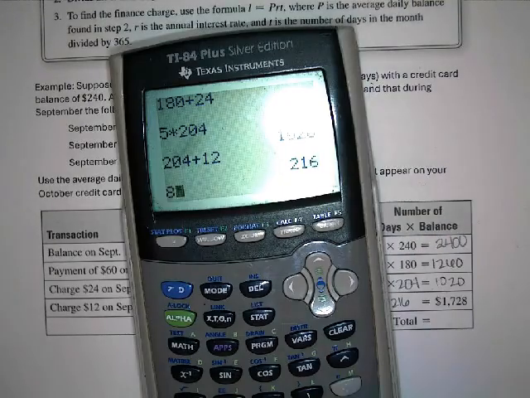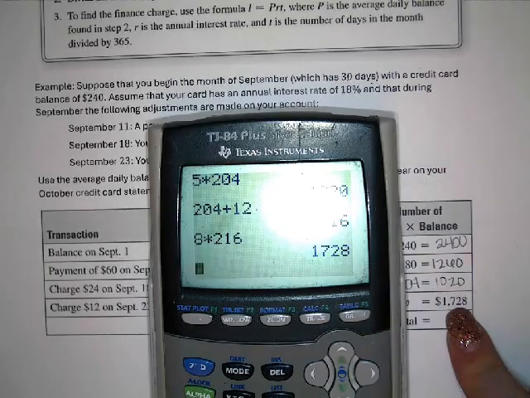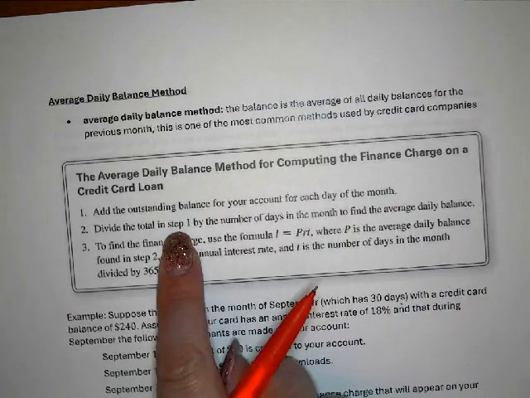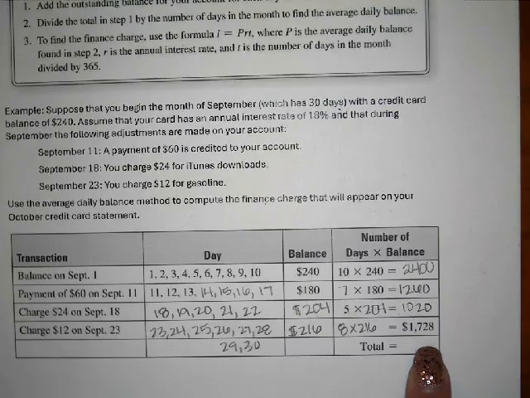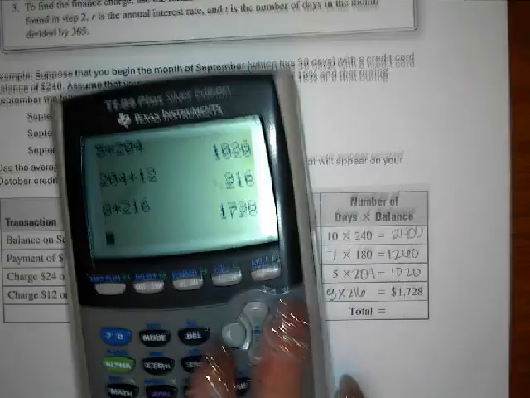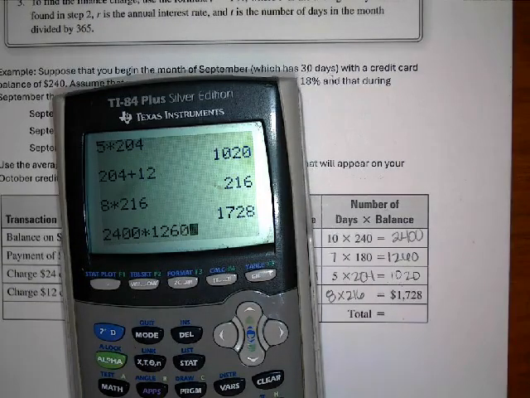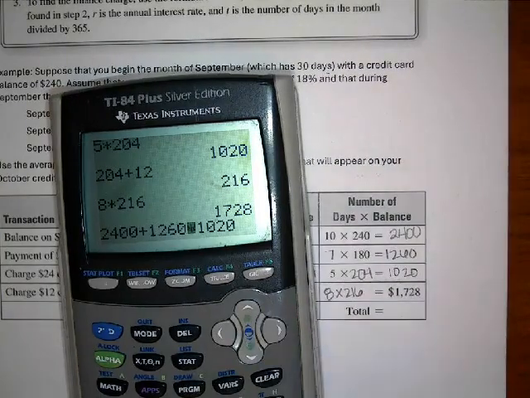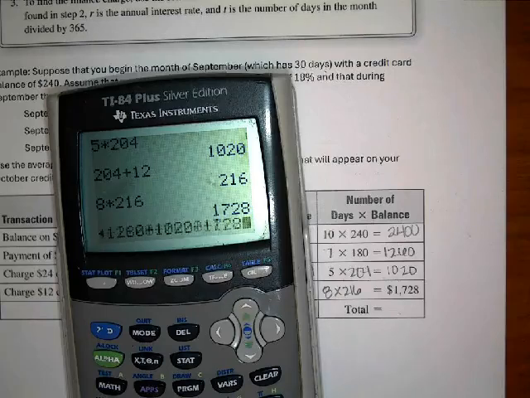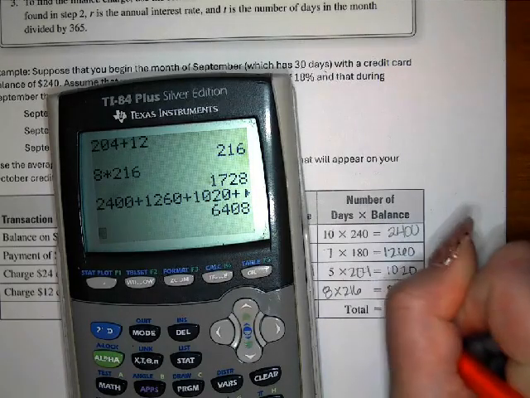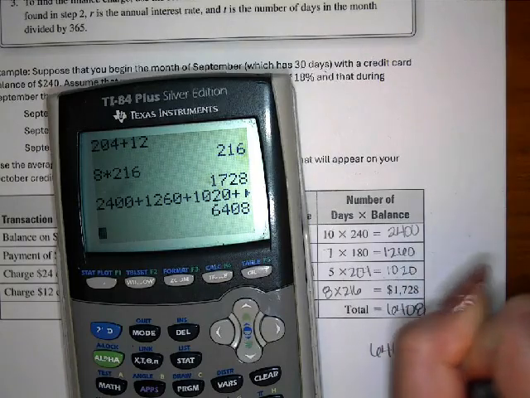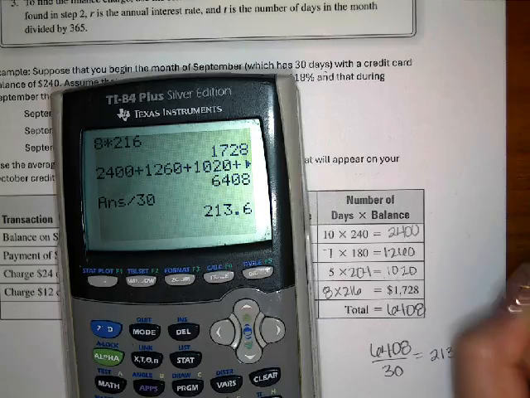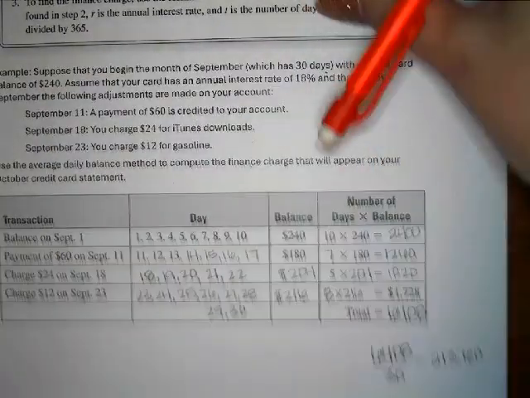is 1,728. So what we did is we found the outstanding balance for each day of the month, and now we are adding up all of these to find the total, and we're going to divide that by 30 days. So 2,400 plus 1,260 plus 1,020 plus 1,728. The total is $6,408. We divide that by 30 days and we get an average daily balance of $213.60 per day. That's the average daily balance.